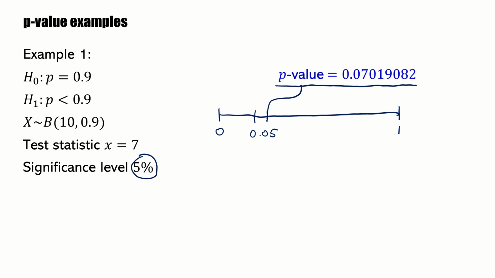Therefore, it's not going to be in this region here, which is the bit that would cause us to reject H0. It's in the safe area. So therefore, as 0.0719, etc., is greater than 0.05, it's therefore the case where we do not reject H0.